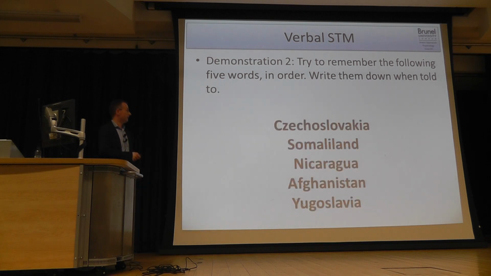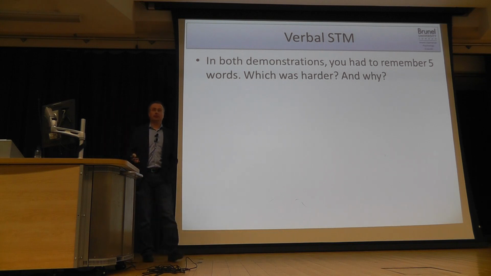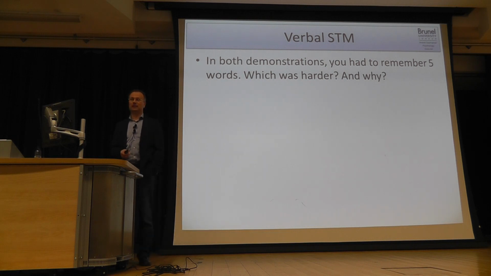Okay, these were the words of the second go. So, both times you had to remember 5 words. So, according to Miller, each word is an individual chunk, should be the same. Did you find them equally different, or was one more different? Probably the second one was more different. Why was it more different?